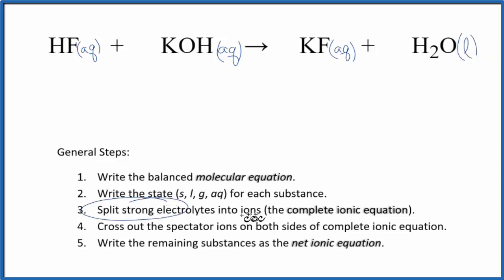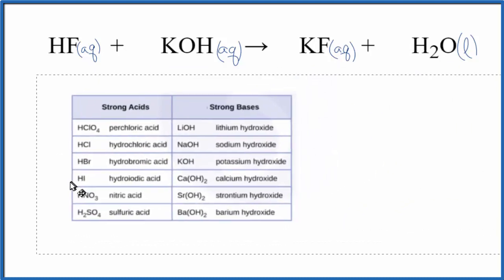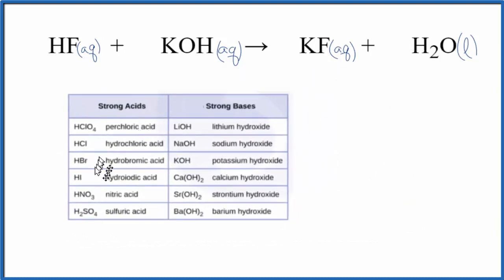Now we can split the strong electrolytes into the ions. This will give us a complete ionic equation. We said that HF is a weak acid. In fact, this is probably a good table to memorize. So we see HF is not on our list of strong acids. So it's a weak acid. We can see KOH, that's a strong base.